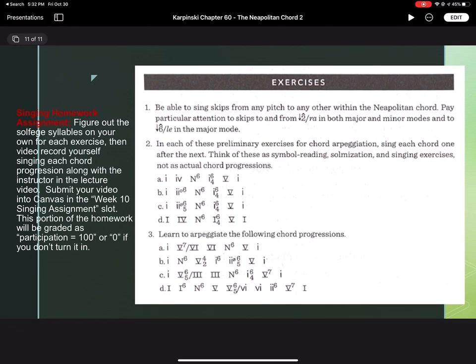Moving on to number 3, letter A. Okay, so back to minor. Now, the 6 is le. So what's the 5 of le? Me, so, ti, ra, ti, so, me. Le, do, me, do, le. That's the only tricky part.